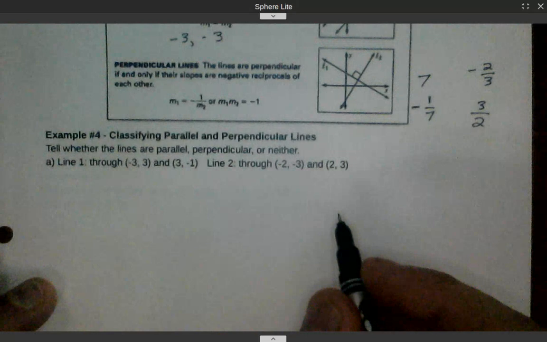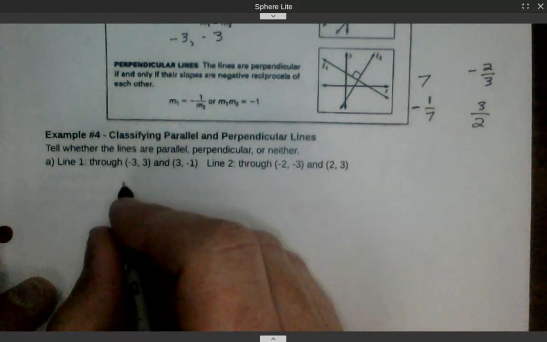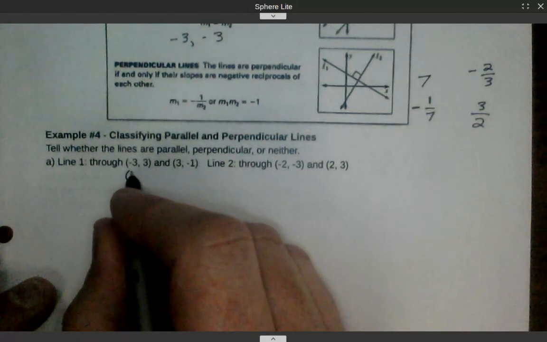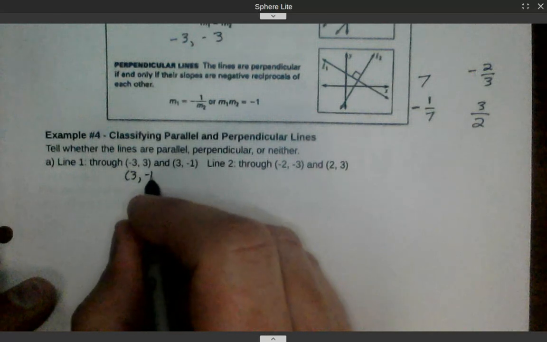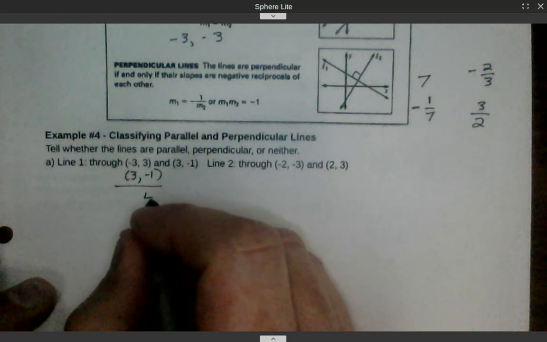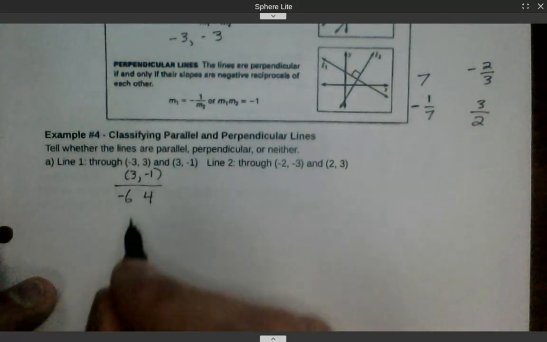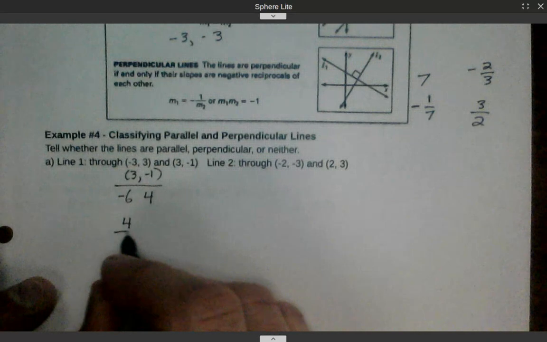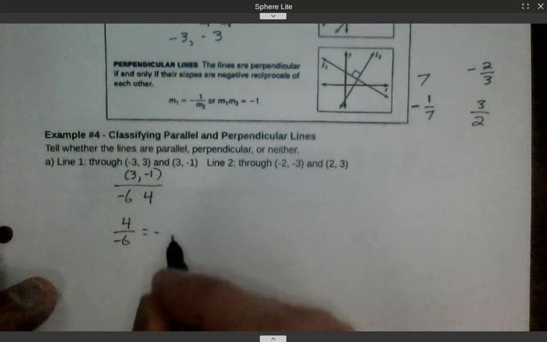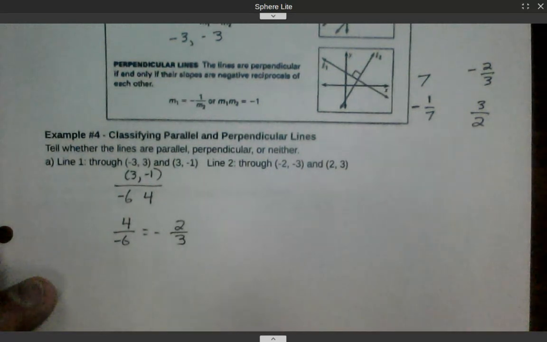So again, what we have to do is find the slopes. So if I have this, I'm going to find my slopes. So I know 3 minus negative 1 is 3 plus 1, which is 4. Negative 3 minus 3 is negative 6. This will give me 4 over negative 6, which reduces to negative 2 over 3.